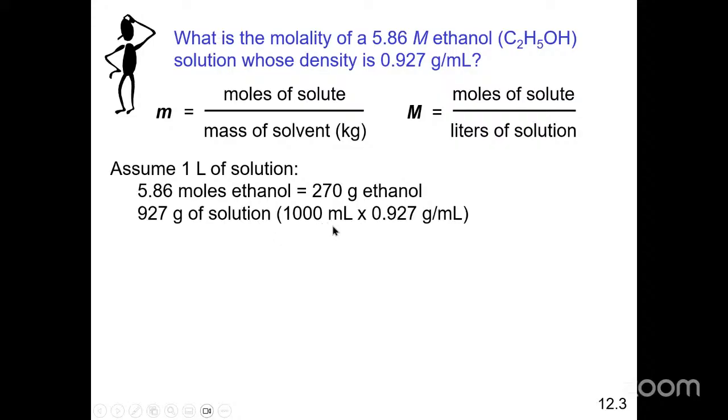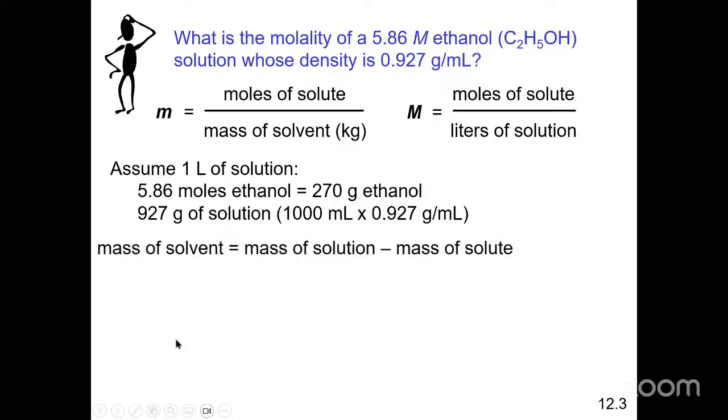So you multiply 1,000 mL by the density, and that gives you the mass of the solution. That's important because what we need to find is the mass of the solvent. So far, we have the mass of the solute and the mass of the solution. So to get the mass of the solvent, what we need to do is find the difference between the mass of the solution and the mass of the solute. And that's what we're doing here, right? So the mass of the solvent will be the mass of the solution minus the mass of the solute.